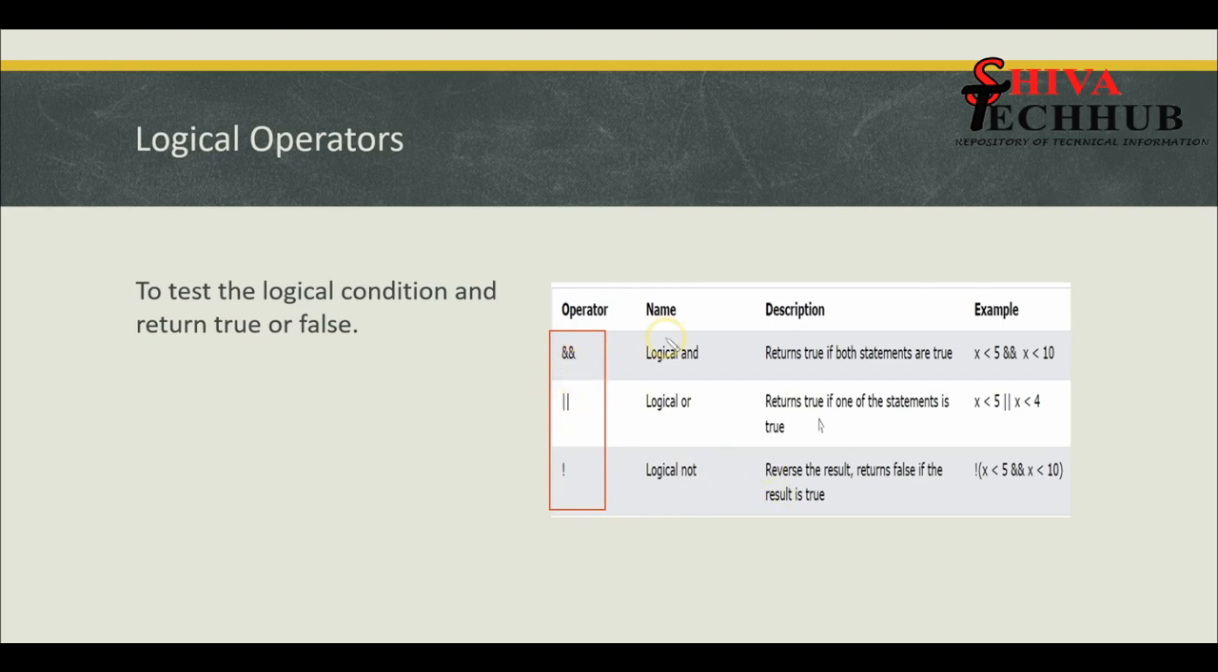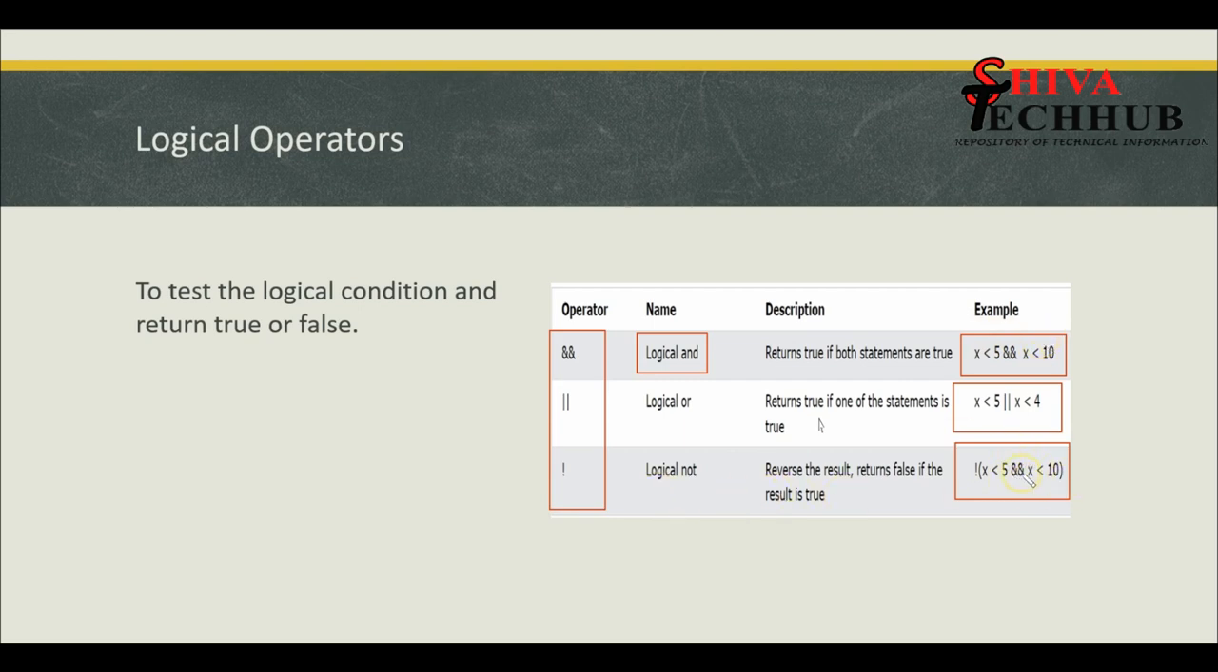The first logical operator is logical AND, which means if both the statements are true, then it will be true. Similarly, logical OR: if any one of the statements is true, then that operation will be performed. This is logical NOT. First it compares the condition present in the bracket. If that is true, it will return false; if it is false, it will return true. It is exactly the opposite of logical AND. This is logical NOT.